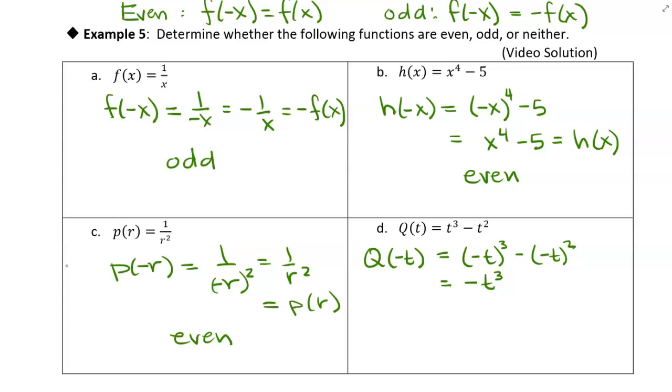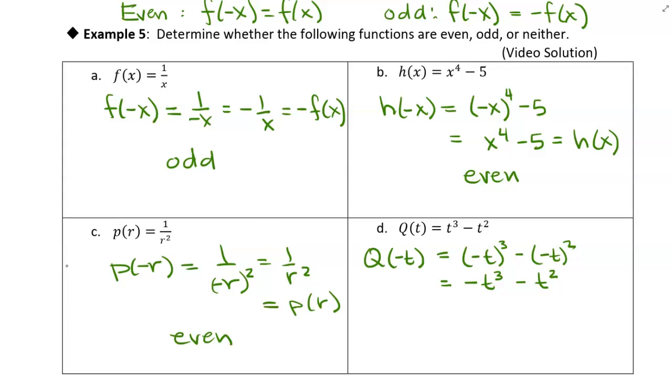But when we square negative t, the negative times the negative, we get a positive. But there's a minus on the outside of that. So this is minus t squared. A lot of negatives to keep track of, but just remember that even powers of a negative are positive. Odd powers of a negative are negative.